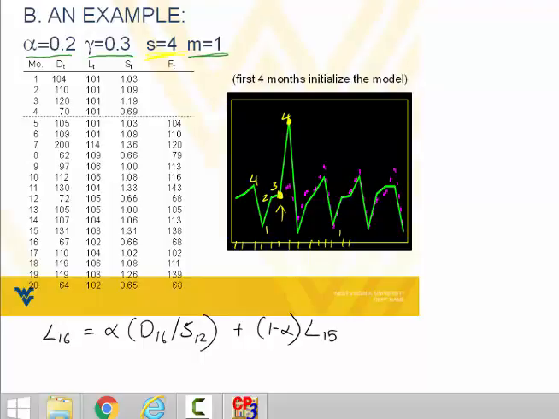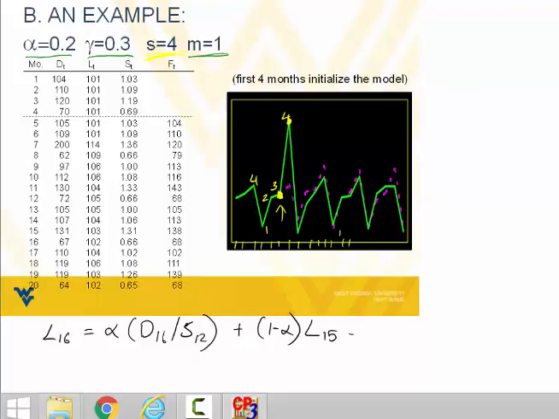So we know that T is equal to 16. We go back to the formula: D is used for time T, so that demand is for period 16. S is for T minus S, so 16 minus, what is S? 4, right? So that's 12. That's how we got S12. And the L is T minus 1, 16 minus 1, which gives us 15. Is everybody clear about that?